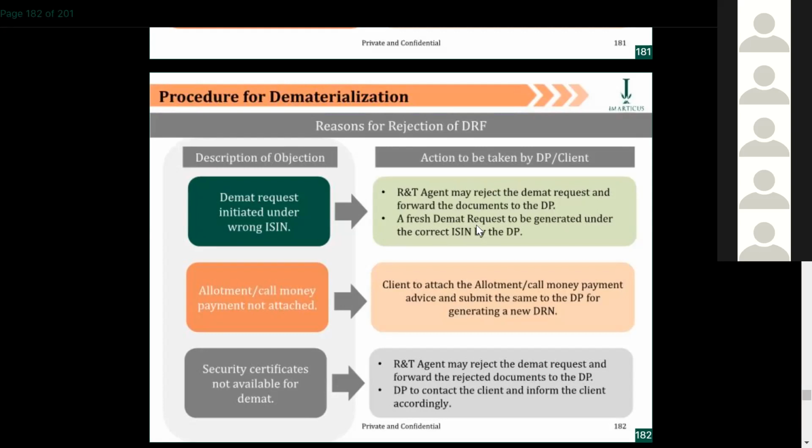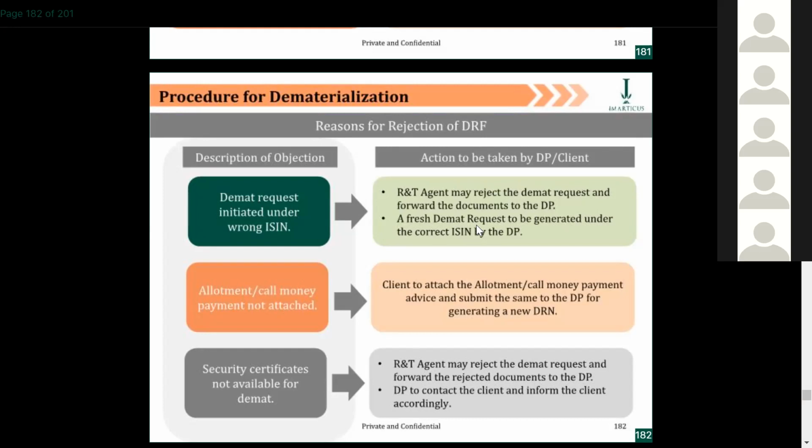Ma'am, may I? Yes, sir. Ma'am, ISIN stands for International Security Identification Number, and it is a unique code number allotted for identification of securities. Correct. Right. So the purpose is to identify one security from another security.